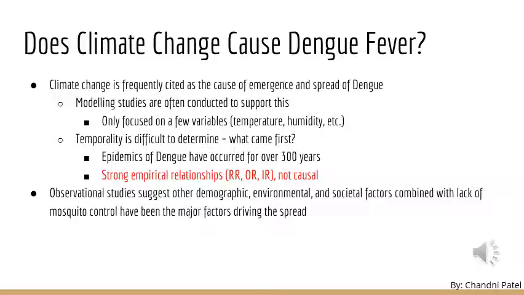There are strong measures of association such as incidence rate, odds ratios, and relative risk. And empirical relationships have been identified between climate conditions and dengue, but causal relationships have not been firmly established. As I've explained in previous slides, there are multiple factors that reinforce each other between the environmental, socioeconomic, and demographic factors, and they are all driving the spread of dengue in a very interconnected way.